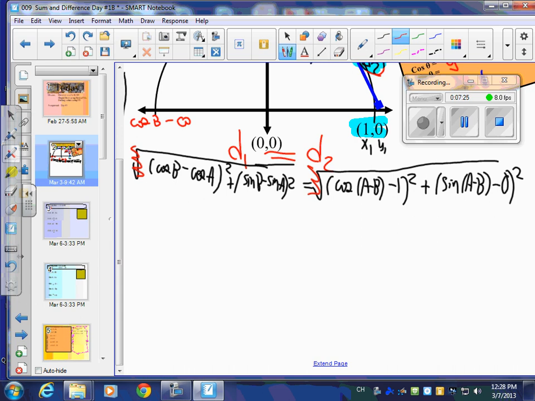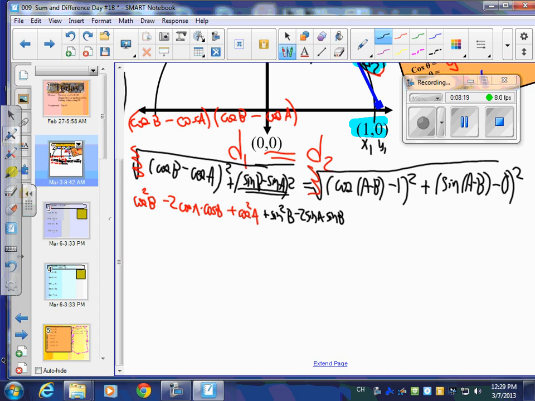Won't matter. Cosine a times cosine b minus cosine a. We're going to FOIL this out. So the cosine b's will be squared: cosine squared b. And how many of these cosine a times cosine b's am I going to have? Two of them, and they'll be negative 2, right? And then we'll have a cosine squared a, and that's going to be plus, negative times a negative. Likewise, I'm going to have this one expanded: sine squared b minus 2 sine a times sine b, because it'll just be the FOILing of that, plus sine squared a.